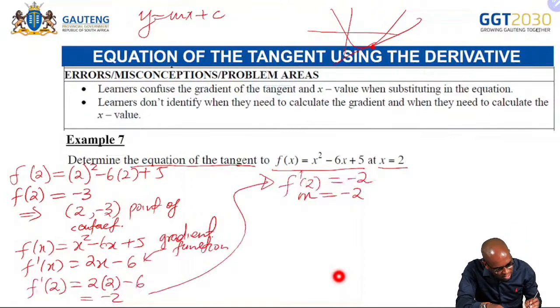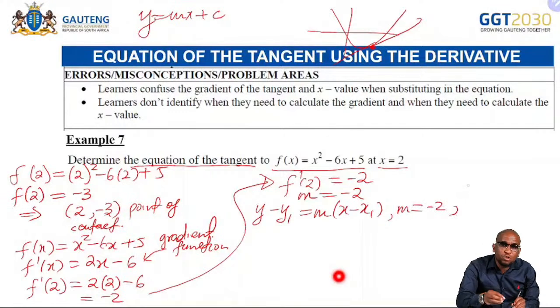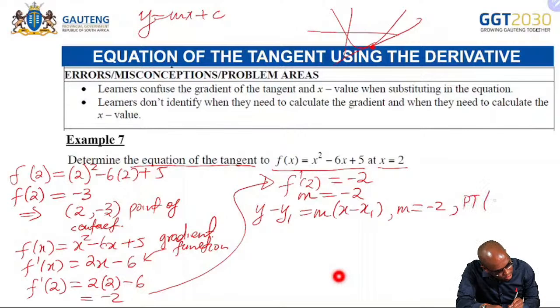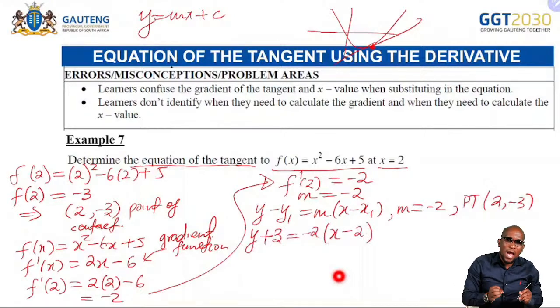Now I have the gradient and I need a point. y minus y1 is m into x minus x1. We know that the gradient is minus 2. And the point, we're going to use the point of contact that we found. Point of contact is (2, minus 3). So if we substitute, we get y plus 3 equals minus 2 into x minus 2, like that. So I substituted both the gradient and the point of contact.